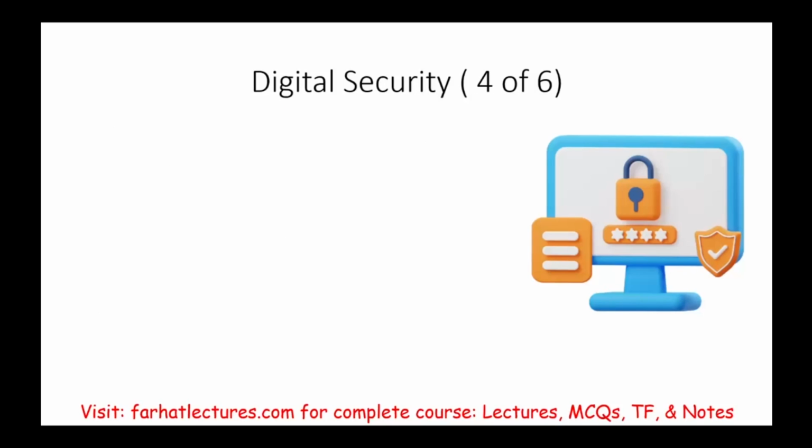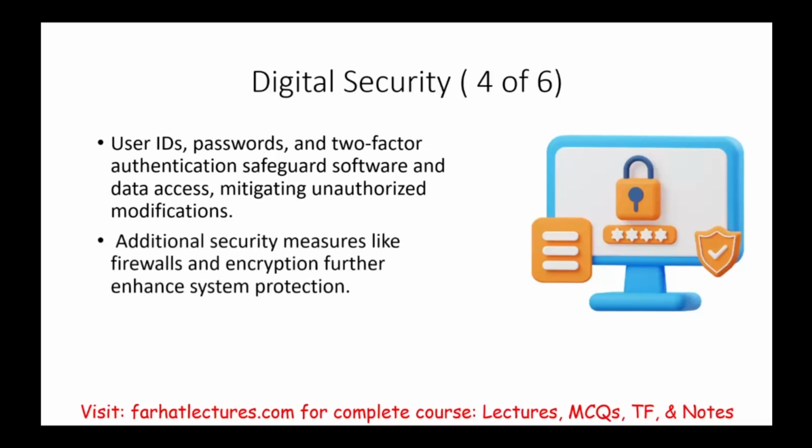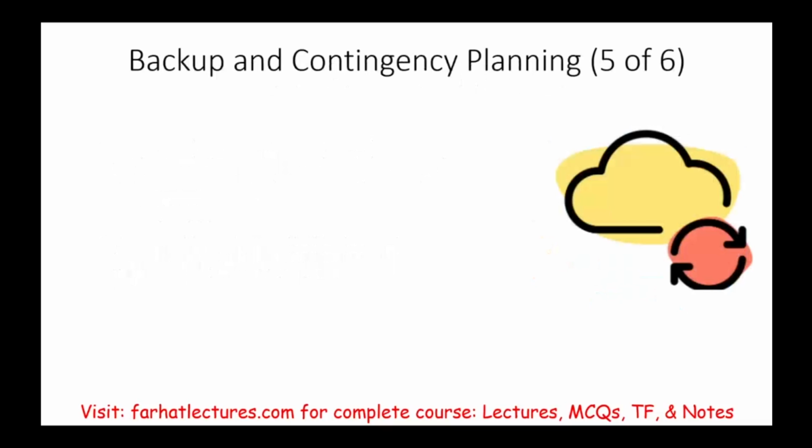Then we have digital security. Digital security would involve user IDs, passwords, two-factor safeguards, software and data access, and mitigation of unauthorized modification. We could have firewalls and encryption to further enhance system protection. Again, digital security will be covered in much more detail in a separate recording. We could also have backup and contingency planning. Again, this is a major topic on the CPA exam, and this session will only cover it in one slide.